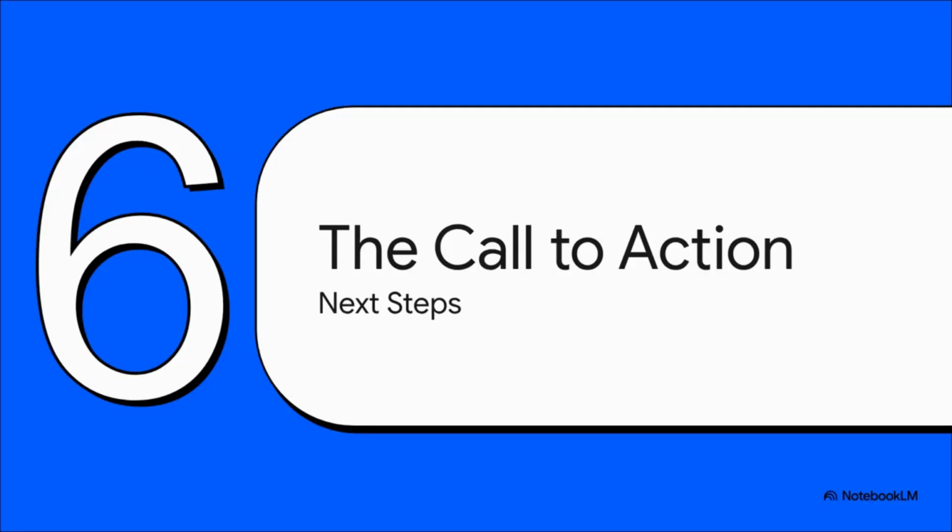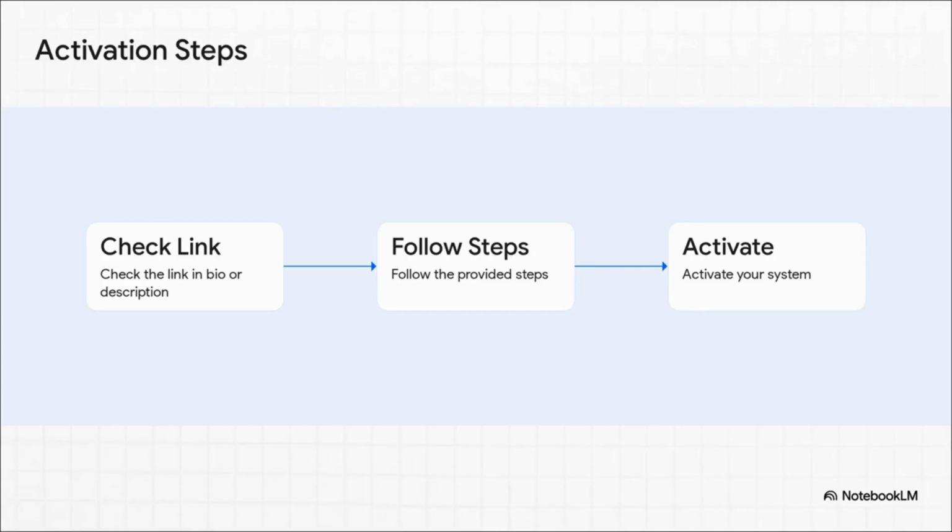Part 6. The call to action. Let's look at the next steps. The promotional funnel ends with an exact 3-step process to get this automated system running today. First, check the link in the bio or description. Second, follow the steps. And third, activate your system. That's it. It's engineered to sound completely frictionless, looping right back into that 100% beginner-friendly vibe from earlier. A very systematic, energetic final push.